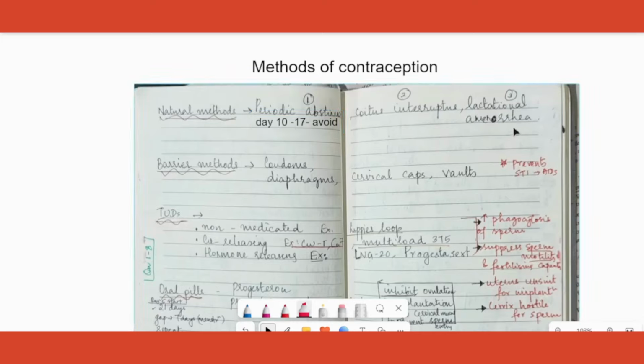Next one is lactational amenorrhea, meaning during the time the female is lactating or breastfeeding the baby, she will not get pregnant because, during the ovulatory phase, as you know, other hormones like the ones that are required for ovulation are not produced. So therefore, lactational time is considered safe.